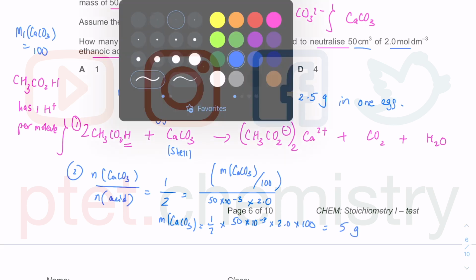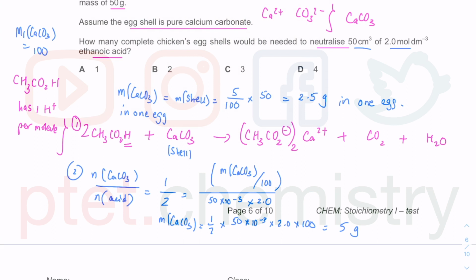Now what does this represent? This is the total mass of calcium carbonate that's required. Just now I have 2.5 gram in one egg. So 5 gram is therefore 2 eggs. I need 2 eggs in order to give me 5 gram of calcium carbonate that will neutralize exactly this much ethanoic acid based on this balanced equation there. Very, very tricky question.